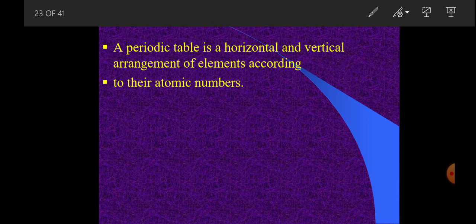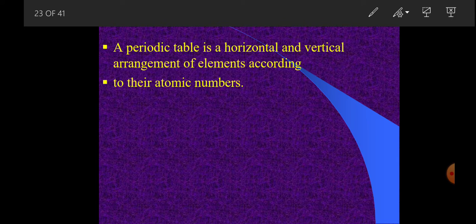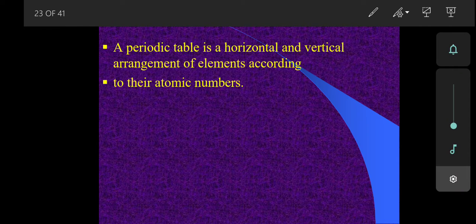Protons are always positively charged and they will always be equal to the number of electrons. That means if you've been given the number of protons of a particular element, you definitely know the number of electrons that it will consequently have.